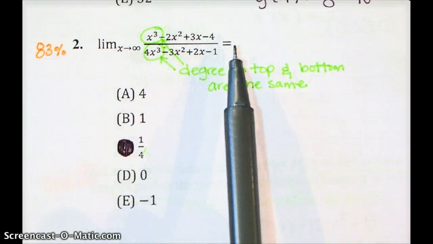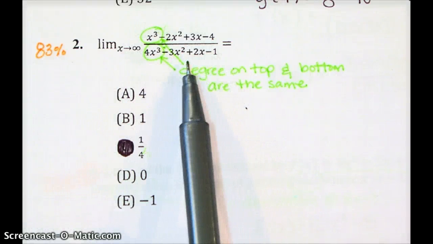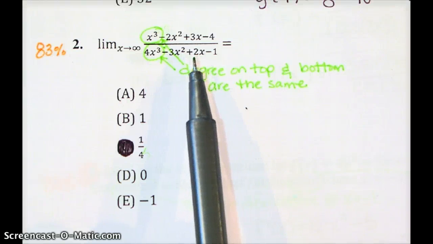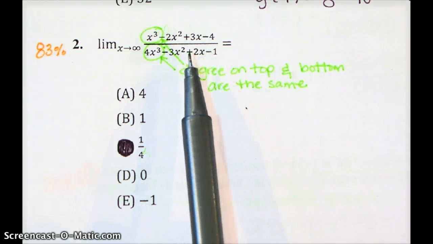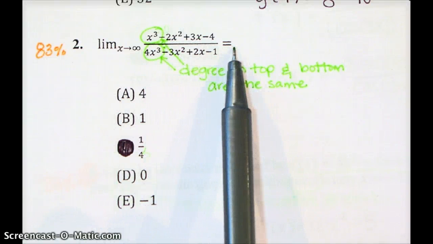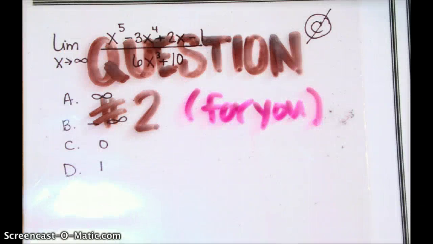If my really large number on the top has a negative coefficient on that highest term, then the answer would be negative infinity. If the highest degree term is on the bottom, then we imagine having a really large number on the bottom of a fraction, which is kind of like dividing by a really large number. And when you divide anything by a really large number, you end up with answers approaching 0. Here's one for you.